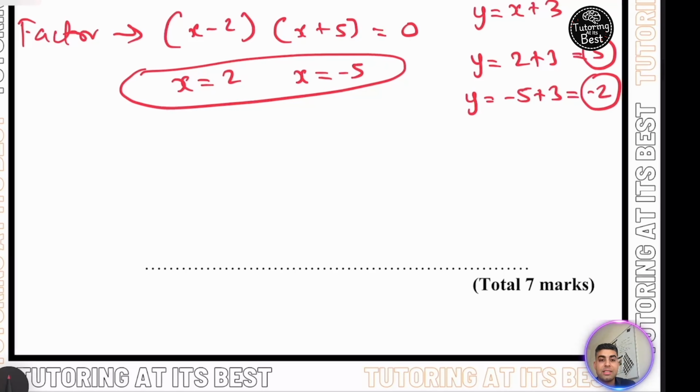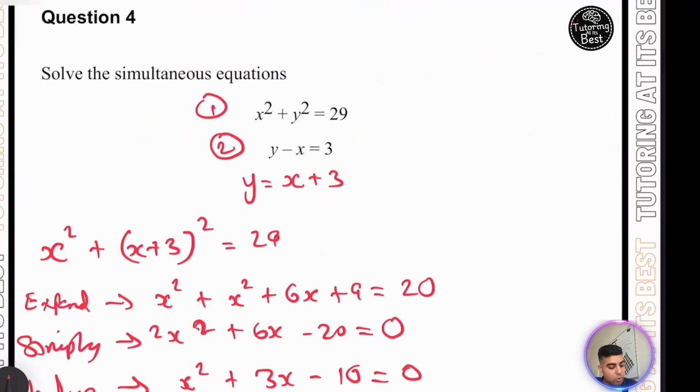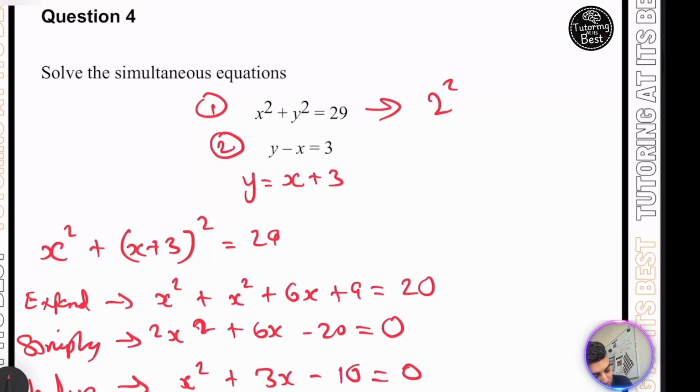So that tells us that our x can equal 2 and our y can equal 5, or our x can equal minus 5 and y can equal minus 2. So these are our 4 values. And we can check this as well by incorporating it into equation 1 if we need to. So 2 squared plus 5 squared equals 29, as that is 4 plus 25.